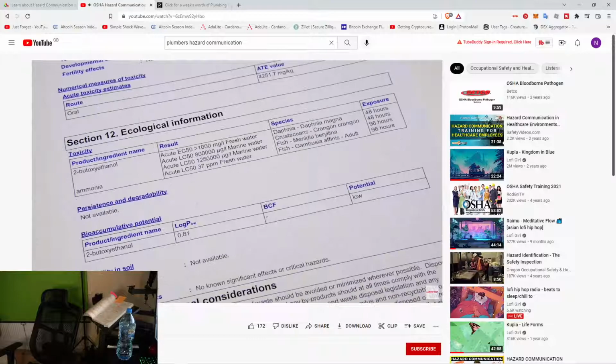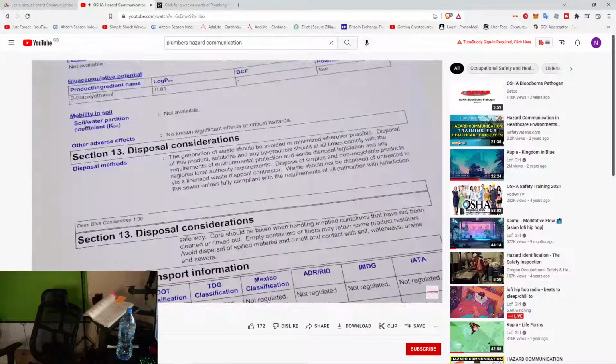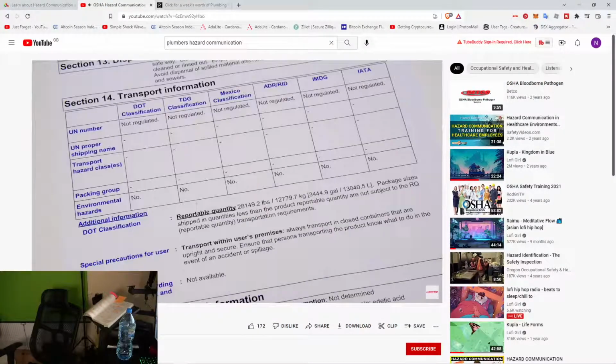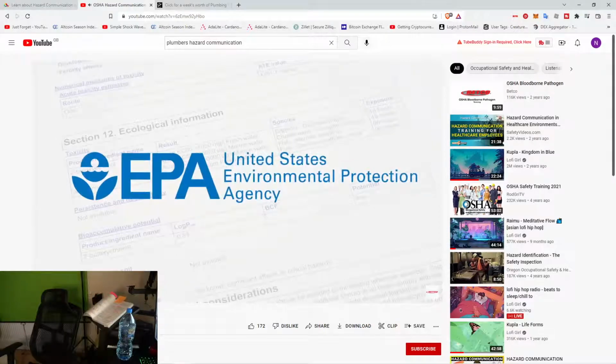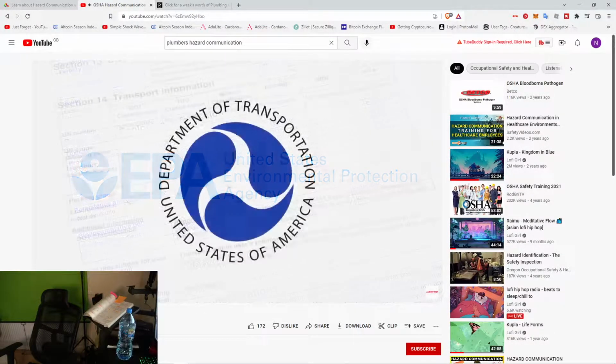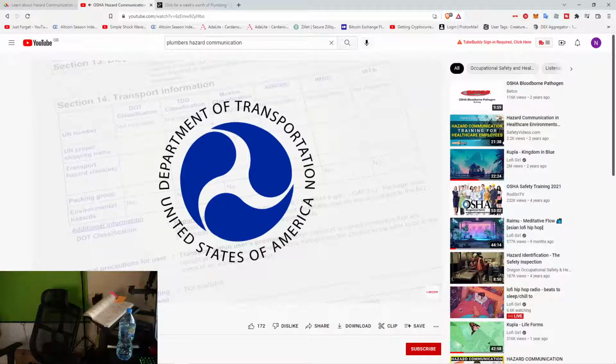Sections 12 through 15 are not mandatory, and OSHA will not be policing the content of these sections because they are outside the scope of its jurisdiction. Examples: ecological information and disposal considerations governed by EPA, transport information, which is governed by DOT, and other regulatory agencies.